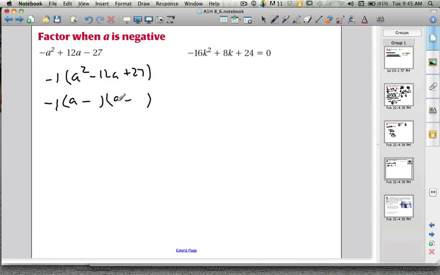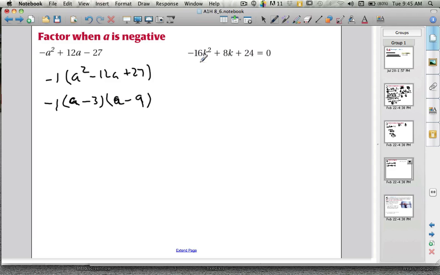So I know I got minus and minus. I have a squared and a squared. And I want factors of 27 that will add up to be 12. Well, that's 3 and 9. So I've totally factored this. This is an A, not a 9. Right? A.